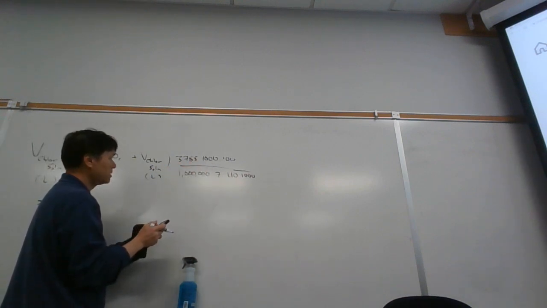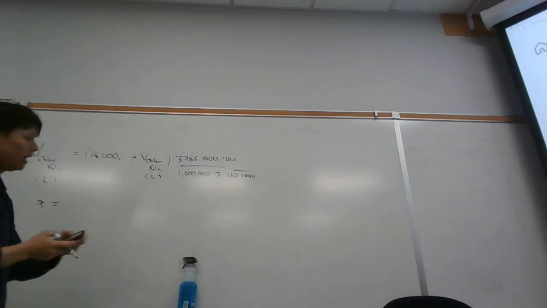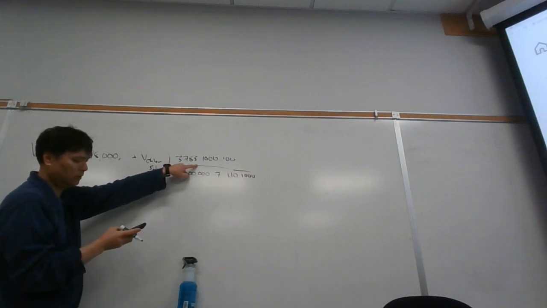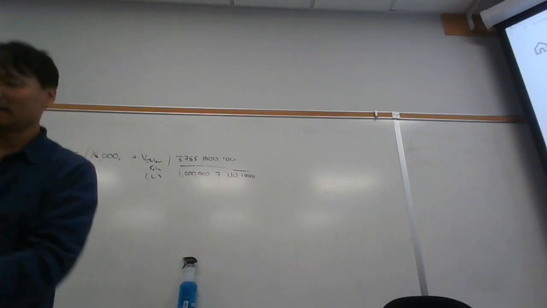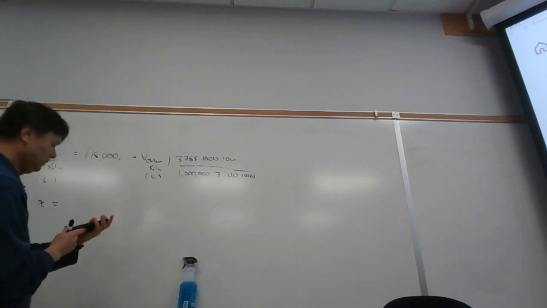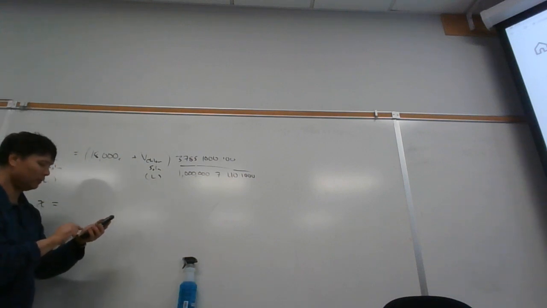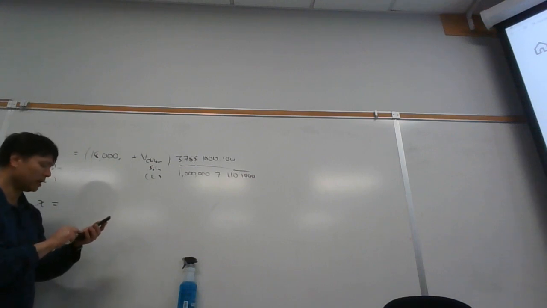So that's going to be 3.785 times 1,000 times 100. Actually, why am I using my phone? I have a calculator here. Okay, 3.785 times 1,000 times 100 divided by 1 million, divided by 7, divided by 1.1, divided by 1,000.